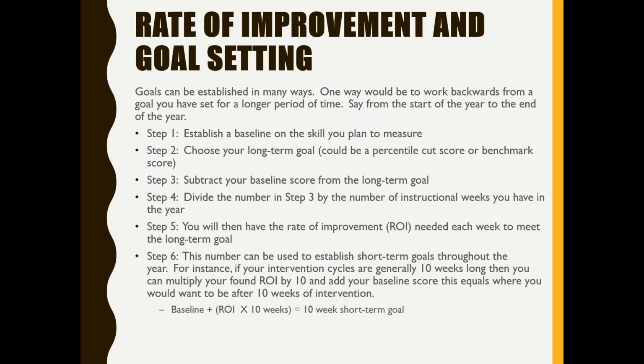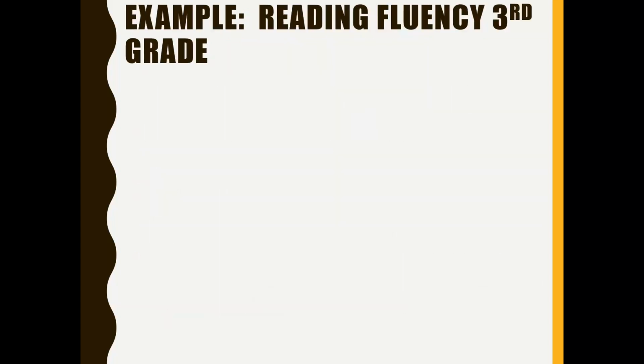So again, this is what the procedure would be. It'd be the rate of improvement times 10 weeks plus your baseline. That's going to equal your 10-week short-term goal. So if you're meeting that, or you're on target for meeting that, then you know that the child is on target for meeting whatever that end goal is at the end of the year, middle of the year, however you set it up.